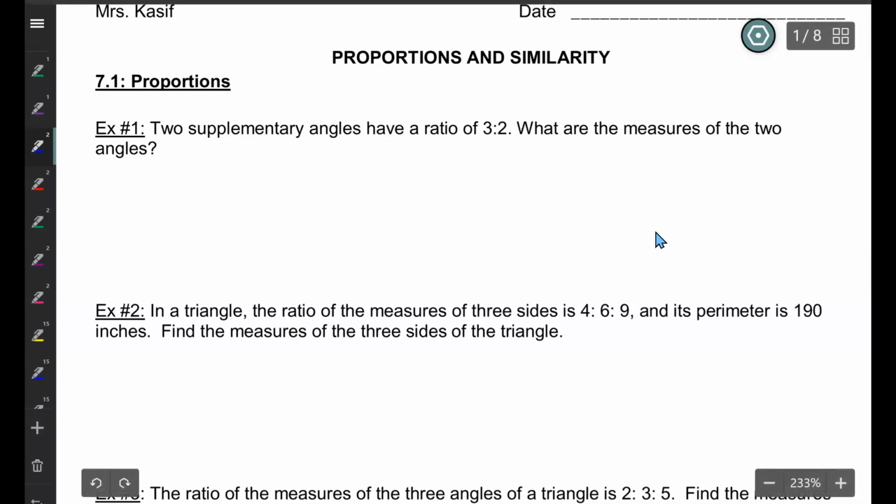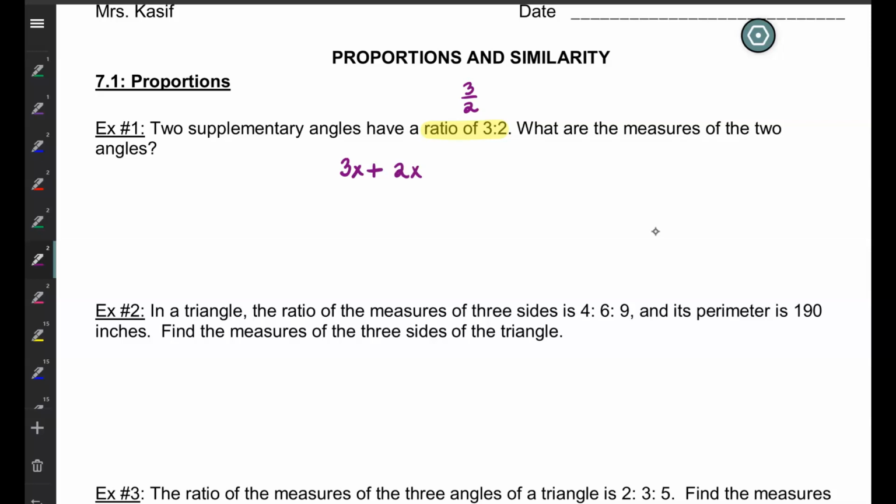We have two supplementary angles that have a ratio of 3 to 2. What are the measures of the two angles? Okay, so if we have two supplementary angles and we know the ratio is 3 to 2, we are going to say one of the angles is 3x and the other angle is going to be 2x. So it's some multiple where we have to solve for x.